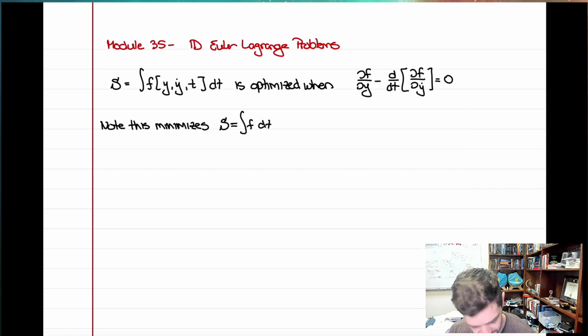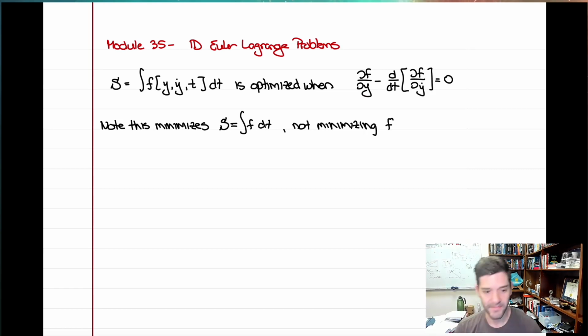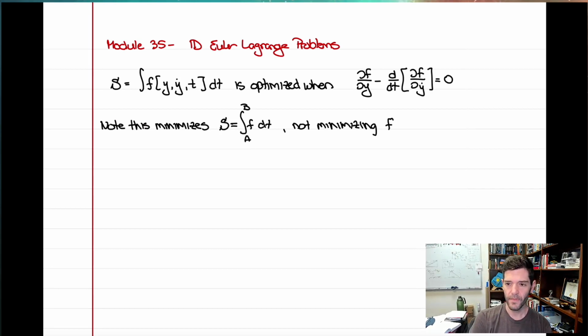This is not minimizing f itself, right? It's not a Calc 1 problem where I'm finding, say, a max and min for f for a given path. But I'm minimizing the action integral where I'm evaluating f across various points from, say, some starting point A to some ending point B. So you can think of it as plucking out the path, such that if I'm starting at A and ending at B, you're taking tiny little steps as you start from A and work your way over to B.